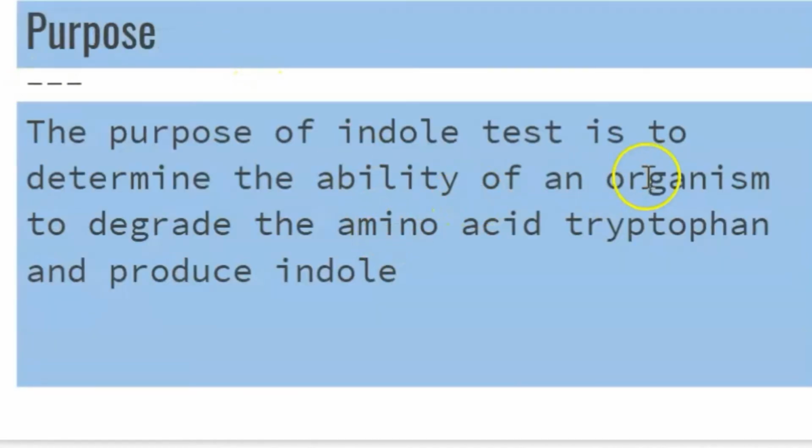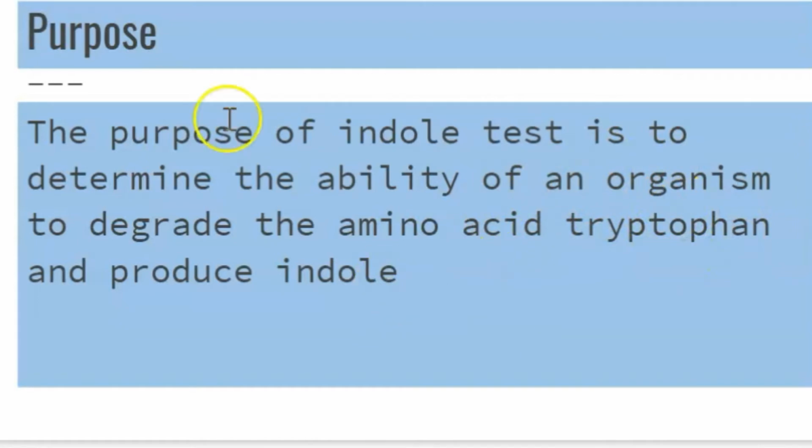The purpose of the indole test is to determine the ability of an organism to degrade the amino acid tryptophan to produce indole. Tryptophan is an amino acid that acts as the reagent in this test. Tryptophan is degraded by the tryptophanase enzyme that is present in some bacteria to produce indole.